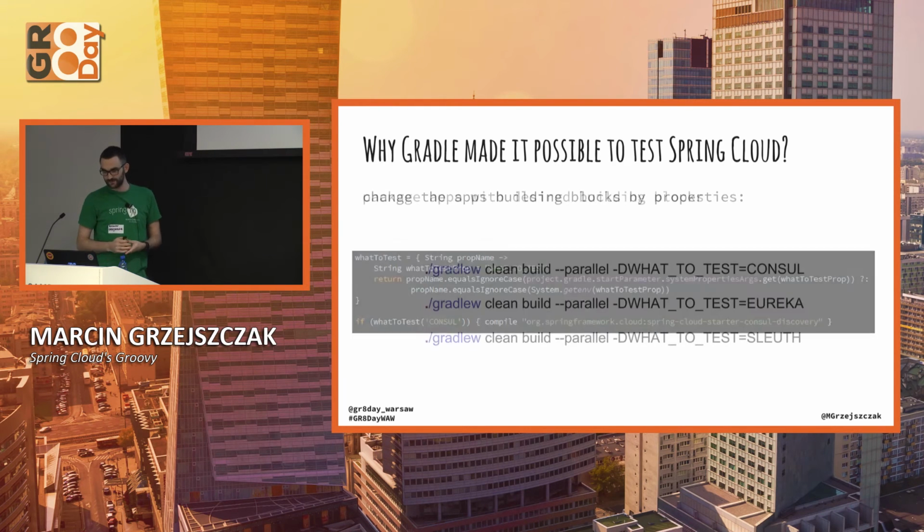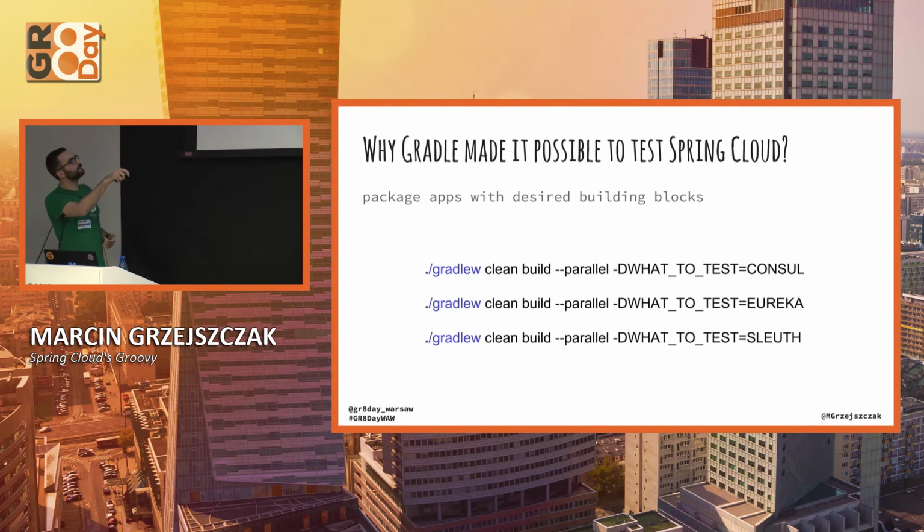So these are examples of how I'm packaging the apps with different building blocks, right? Consul, Eureka, Sleuth. Underneath, when this command is executed, at the end of the day, a lot of fat jars are created with the proper jars inside.